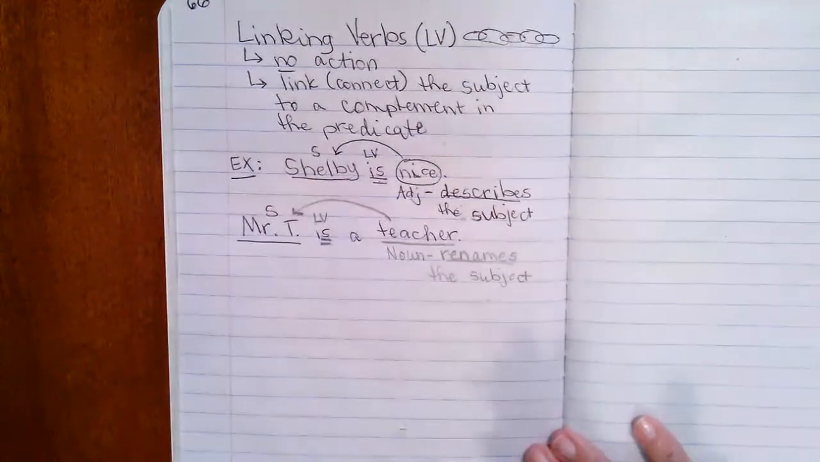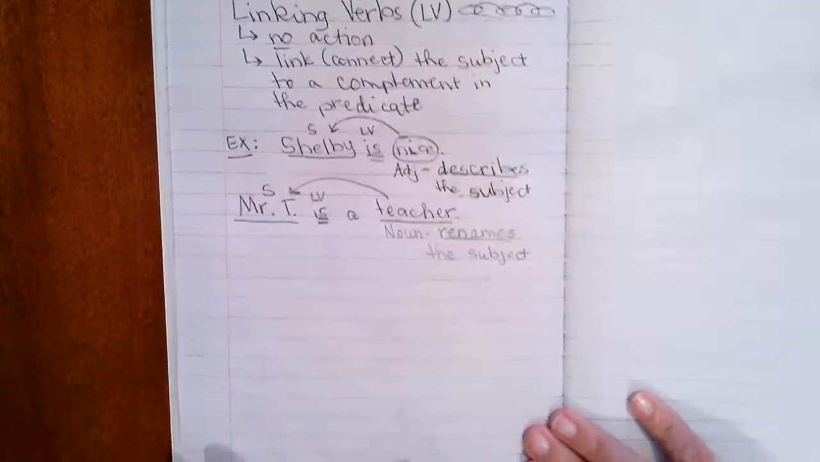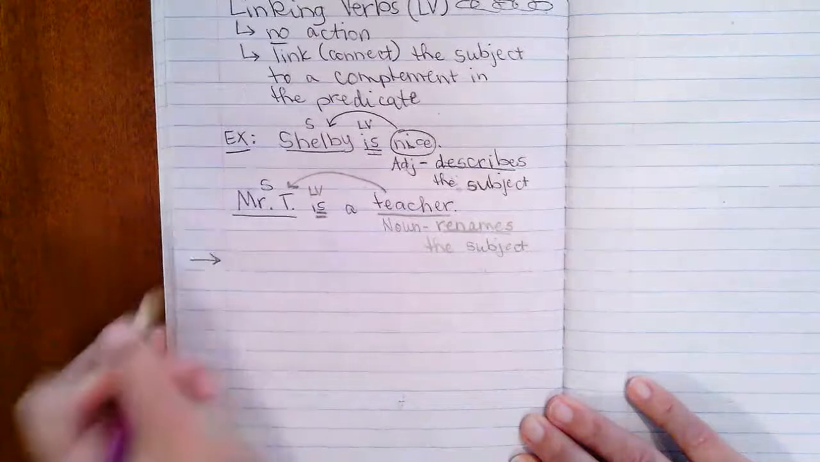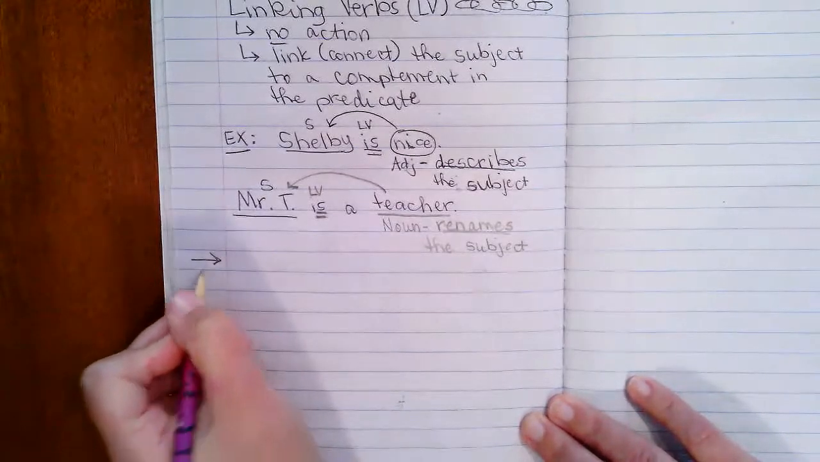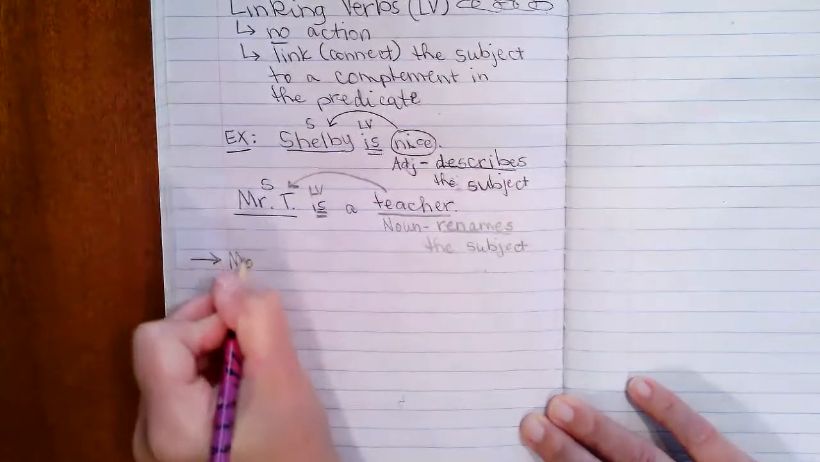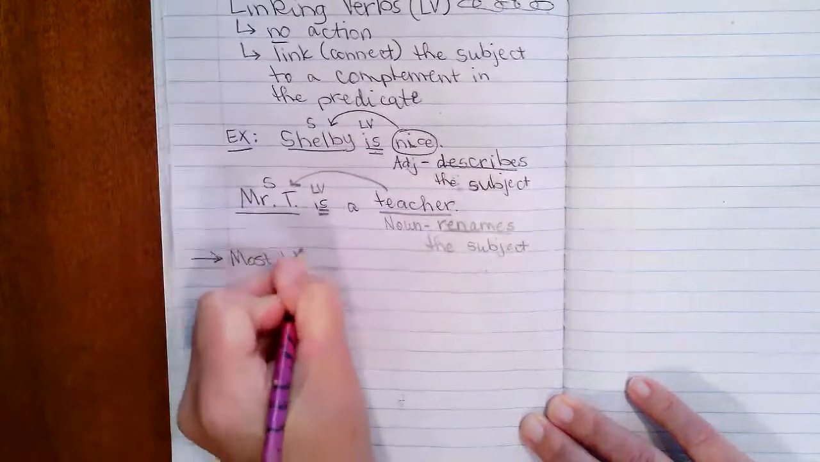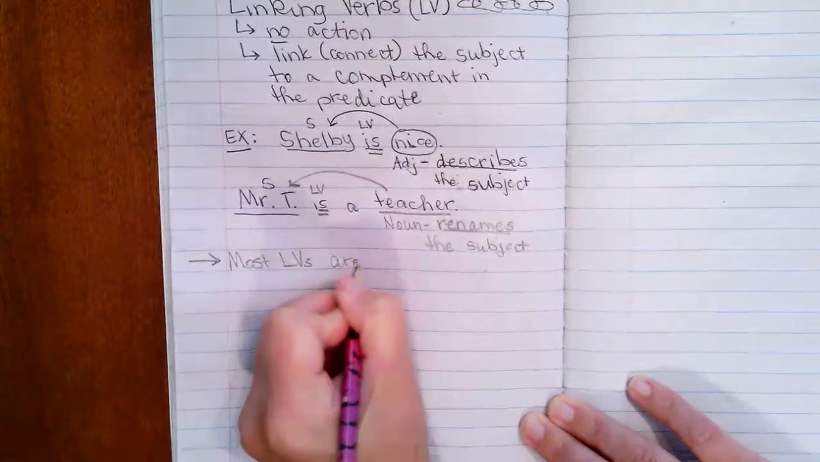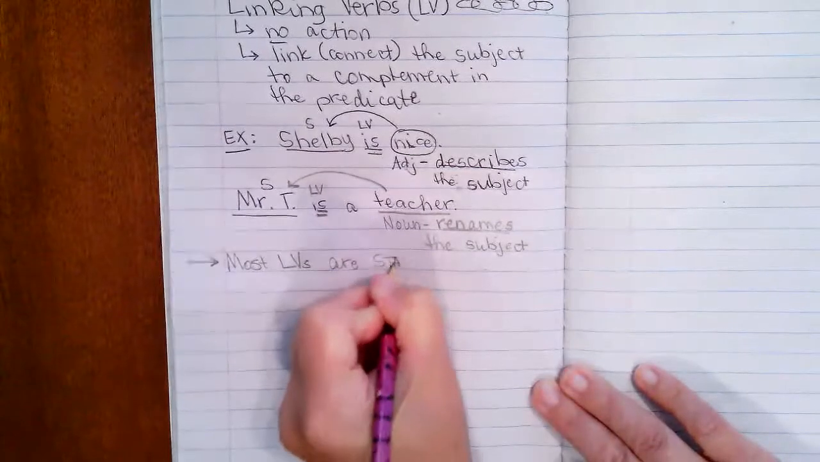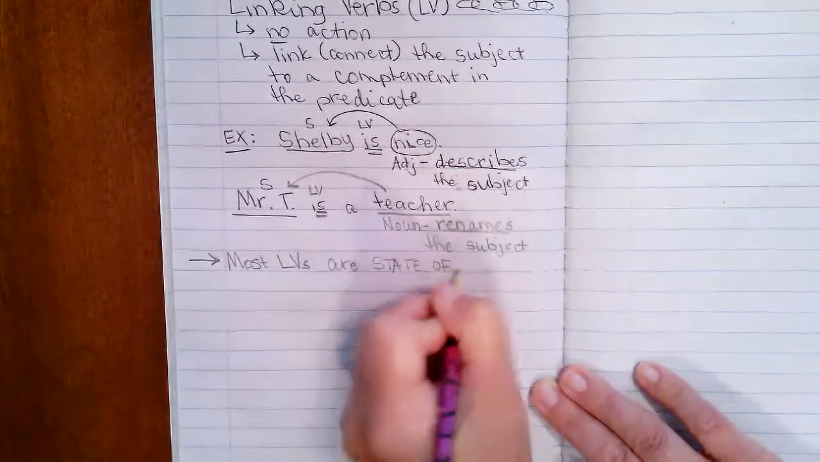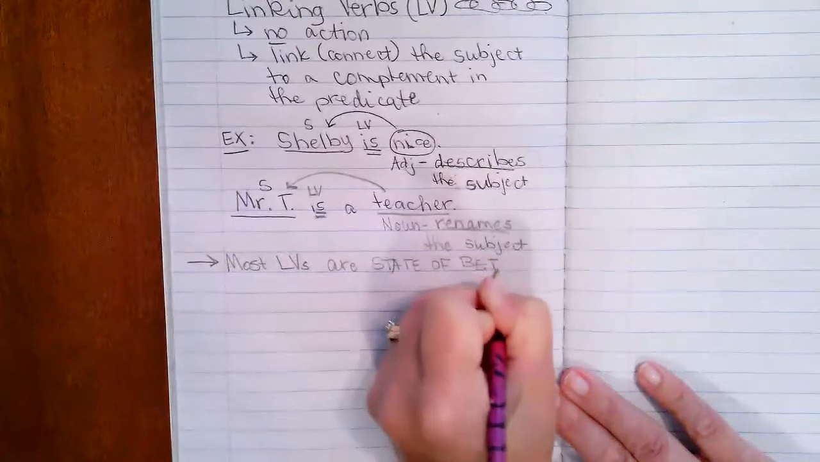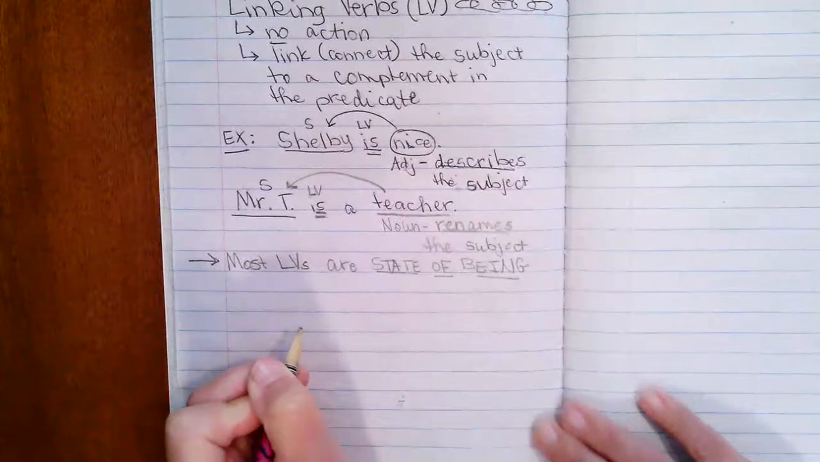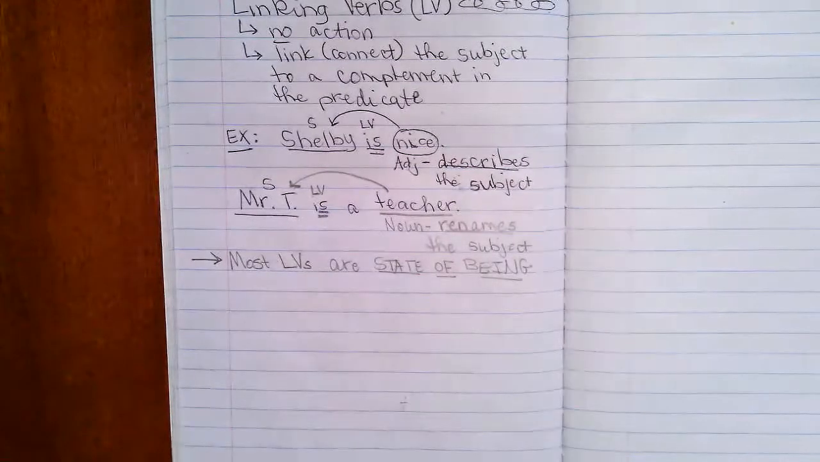Now, here's the cool thing about linking verbs. You already know a lot of them. So this is great. Let me tell you how you already know a lot of them. Most, I'm going to use our abbreviation, LV, most linking verbs are state of being verbs. You know those, right? They are the state of being verbs, okay? So you already know most of them.